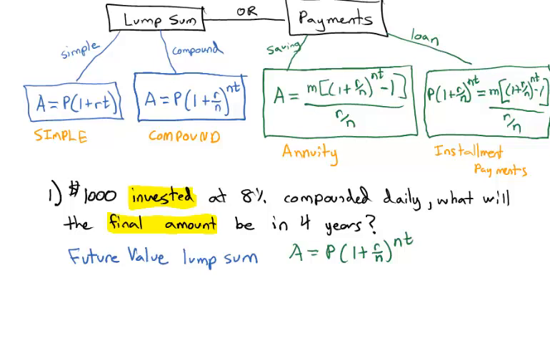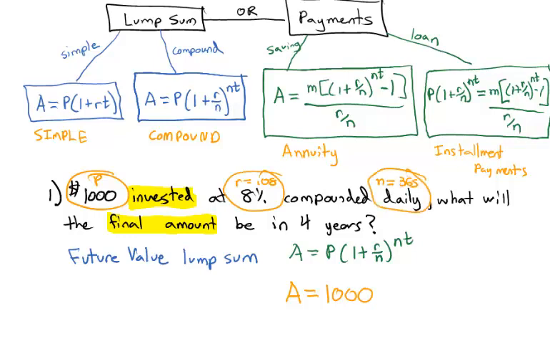Using the values in the problem, we're looking for the future value, the accumulated value. We've got $1,000 as our principal. 8% is the interest rate. Compounded daily, there are 365 days in a year, so that's our n, and our time is 4 years. So 1,000 times (1 plus 0.08 divided by 365) to the 365 times 4. And then we could solve for that future value of the lump sum.